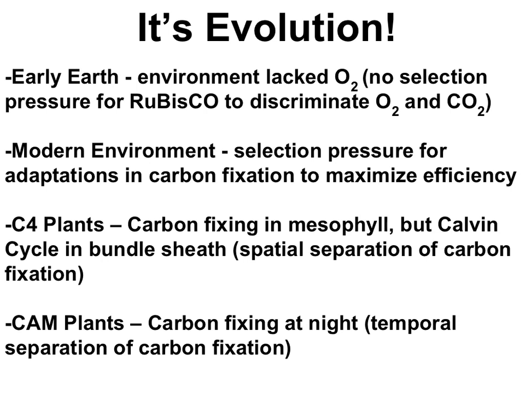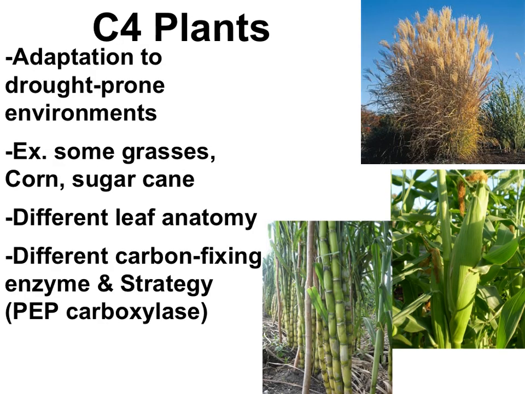The adaptations to reduce photorespiration are called C4 photosynthesis and CAM photosynthesis. C4 photosynthesis relies on separating carbon fixation in the Calvin cycle into different cells. CAM photosynthesis, on the other hand, relies on separating carbon fixation in the Calvin cycle into different times of the day. Let's go into more detail about plants that use the C4 strategies for photosynthesis.